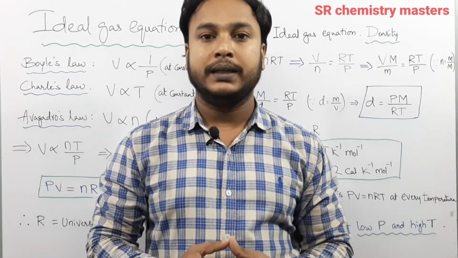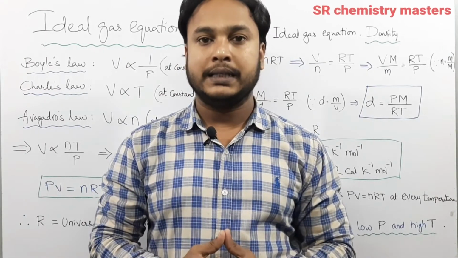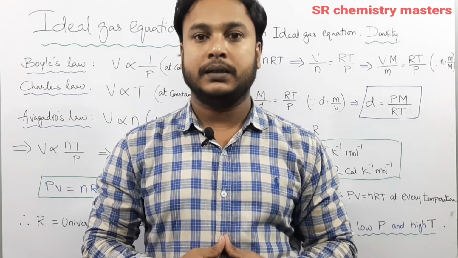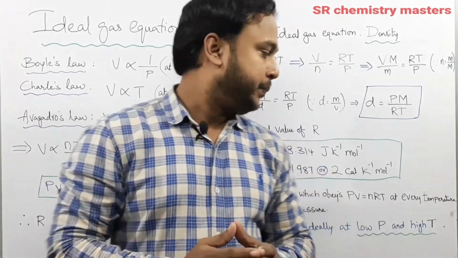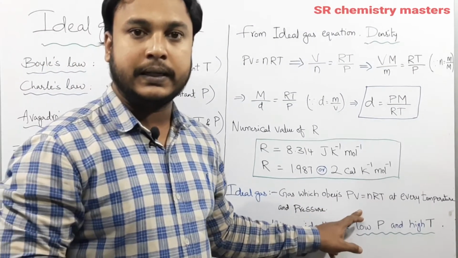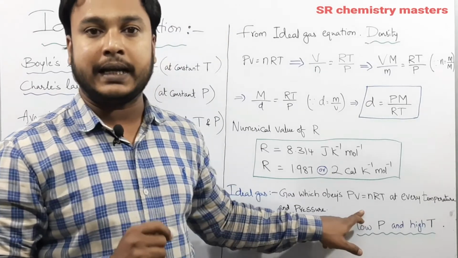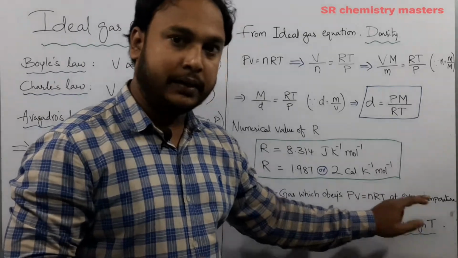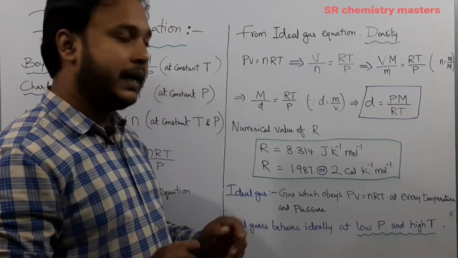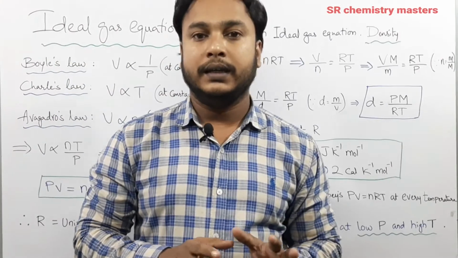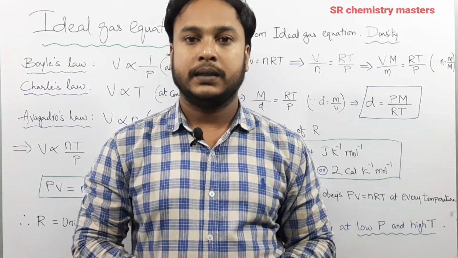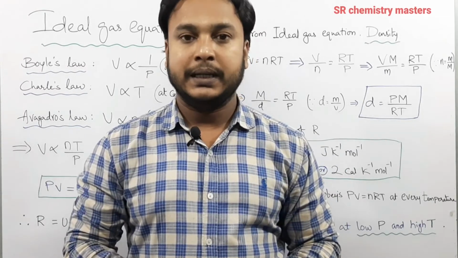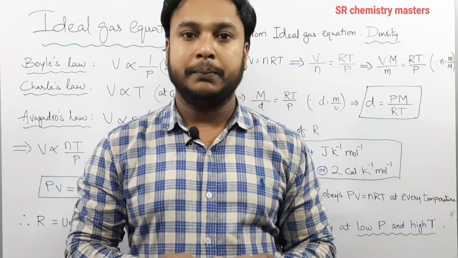Now we are going to see what an ideal gas is. Remember that a gas which obeys the ideal gas equation at every temperature and pressure is known as an ideal gas. You can see here PV equals nRT is the ideal gas equation. If a gas obeys the ideal gas equation at every temperature and pressure, then it is considered an ideal gas. But in nature we do not see ideal gases. We see real gases which may or may not obey the ideal gas equation at every temperature and pressure.